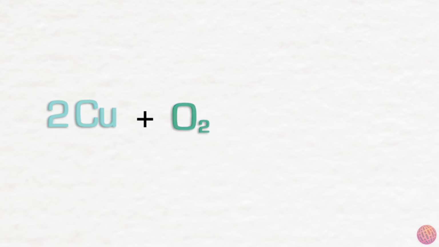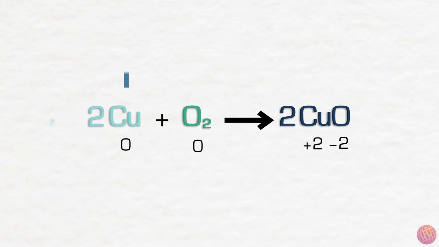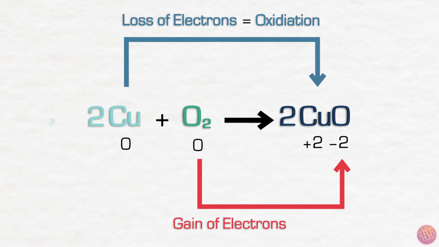Let's take another example. In this equation, we note that copper and oxygen are both neutral, but when they combine, they form copper oxide, which is an ionic compound, in which copper is +2 and oxygen is -2. This means that copper loses 2 electrons and becomes positive. It is oxidized, while oxygen gains 2 electrons and becomes negative, so it is reduced.